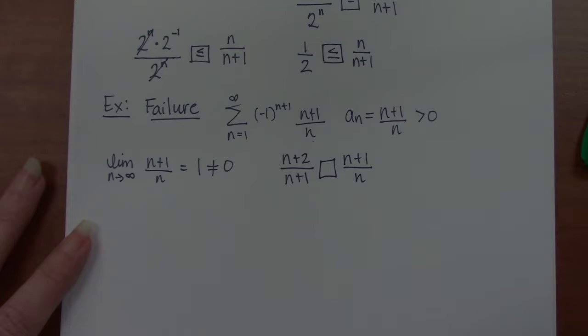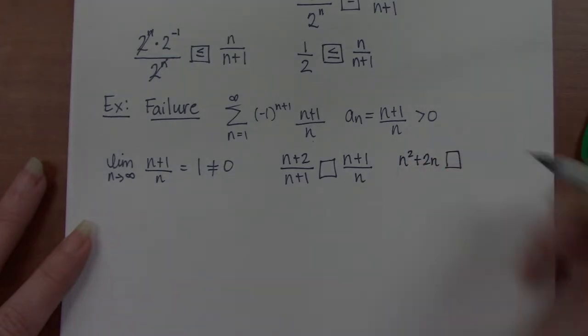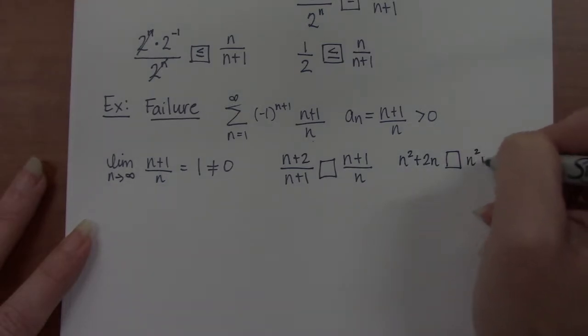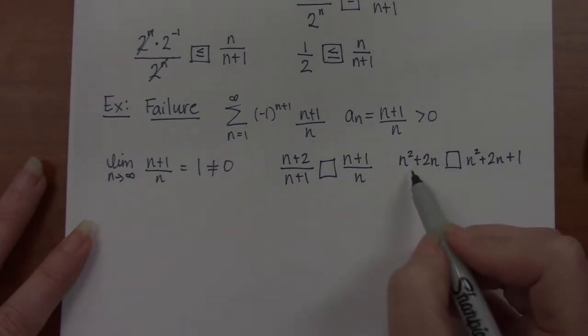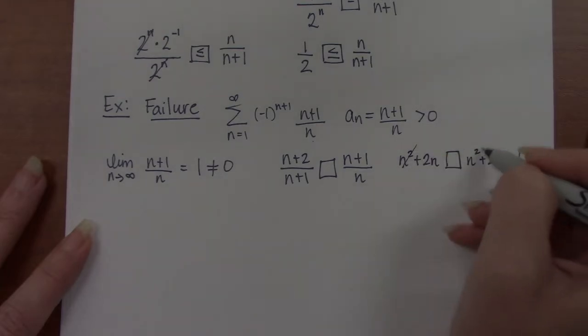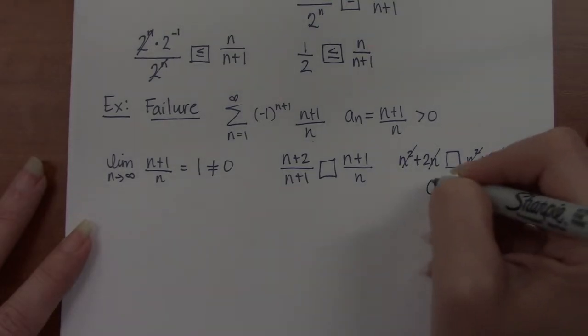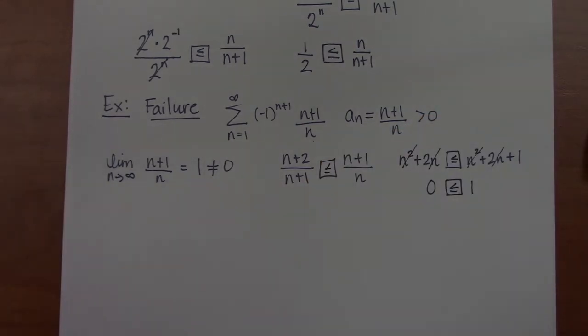So then I'm allowed to cross multiply like I did before. So n times n plus 2 is n squared plus 2n. When I multiply n plus 1 by n plus 1, I get n squared plus 2n plus 1. Well, I'm allowed to subtract n squared from both sides, so those go away. I'm allowed to subtract 2n from both sides, and those go away. So I end up with 0 and 1. So even though this is in fact decreasing for all n, right, it failed the limit part of the conclusion.